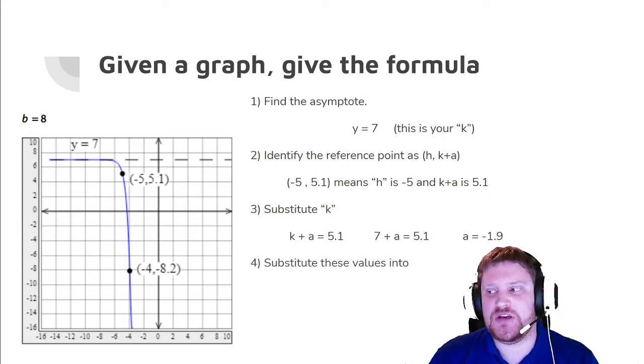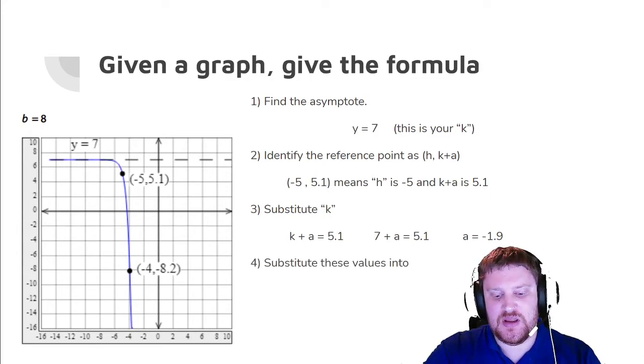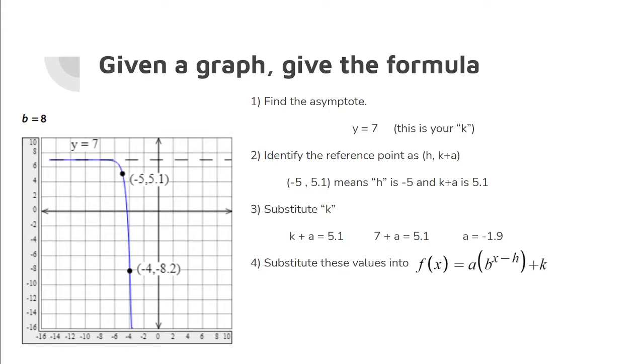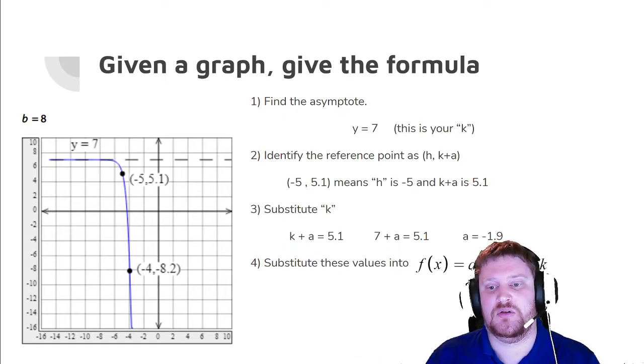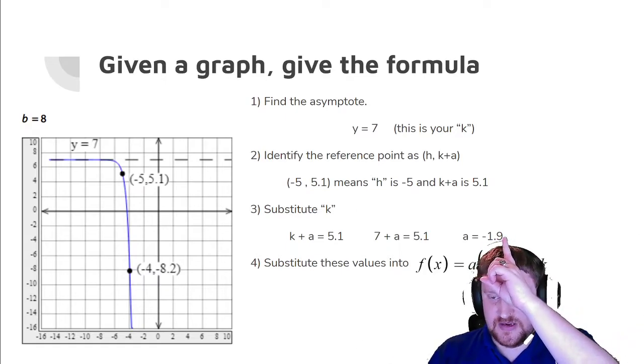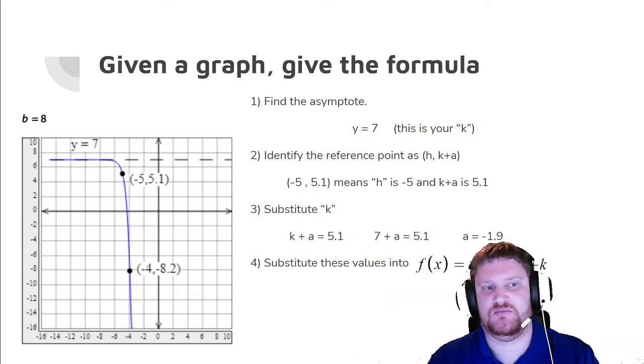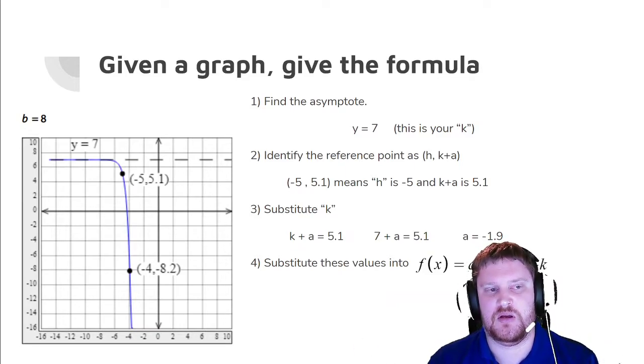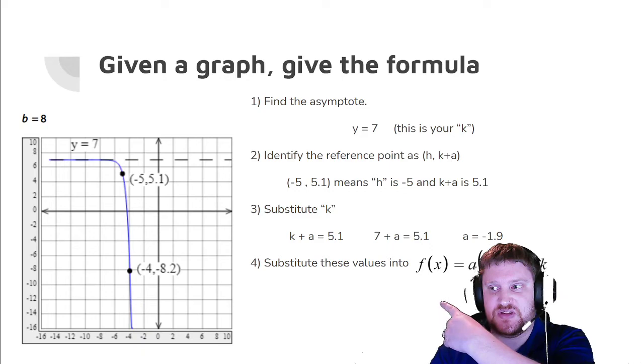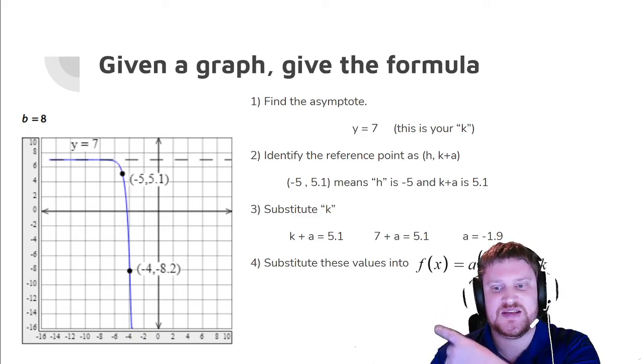The last thing we need to do is substitute those values into our formula. F of x equals a times b to the x minus h power plus k. Well, what's our a? -1.9. What's our h? -5. And what's our k? 7. And then again, b, they gave it to us at the very top left, in this case 8.